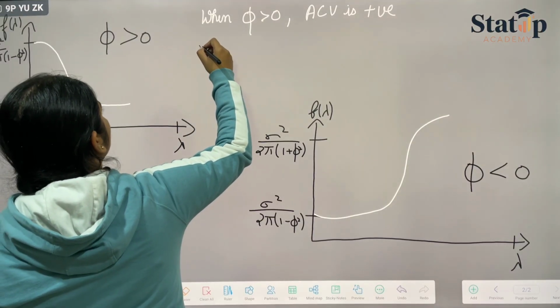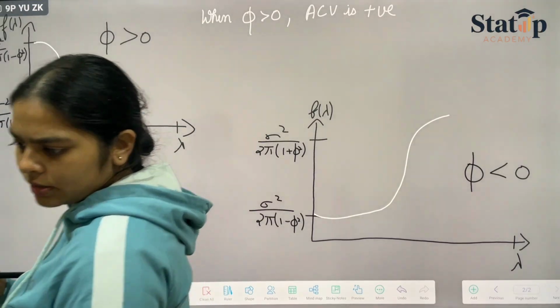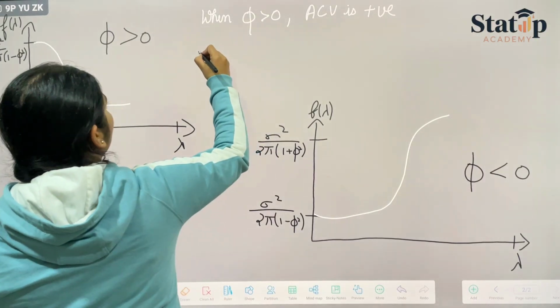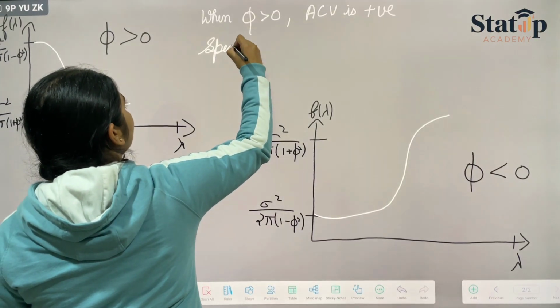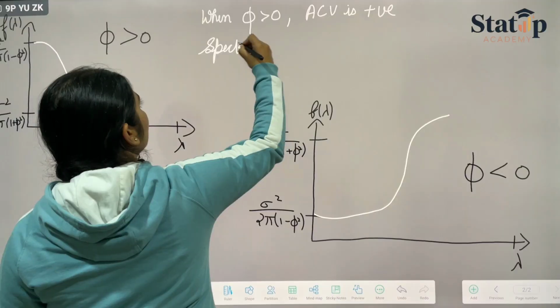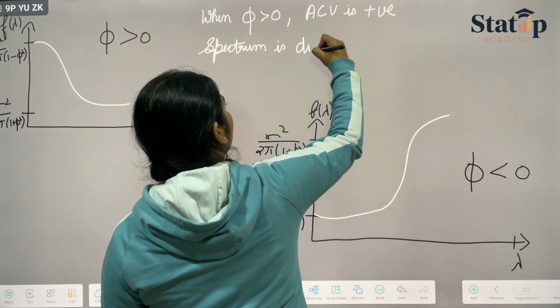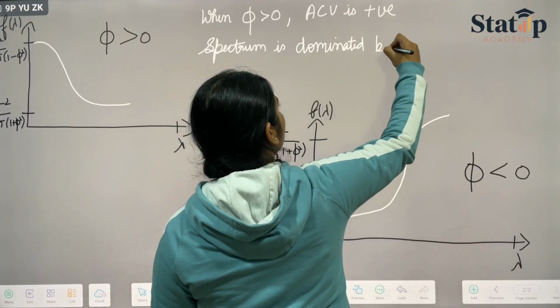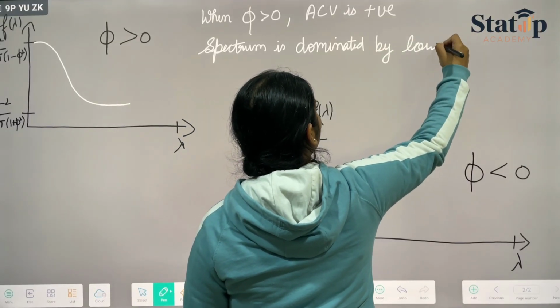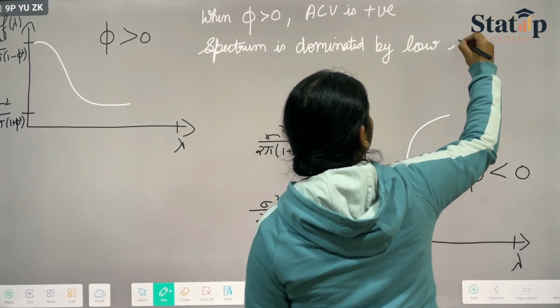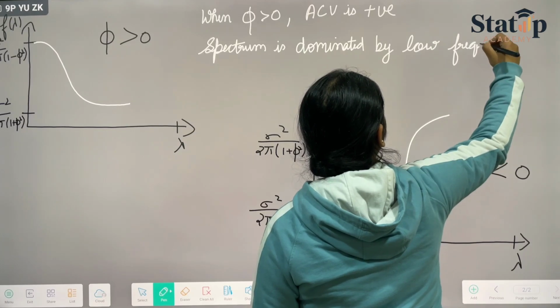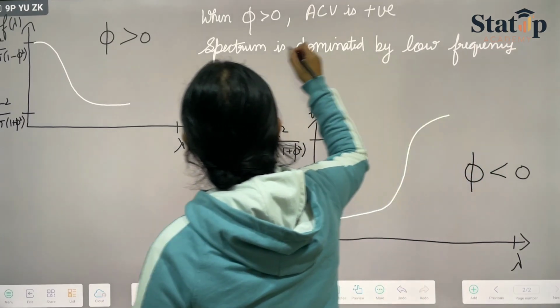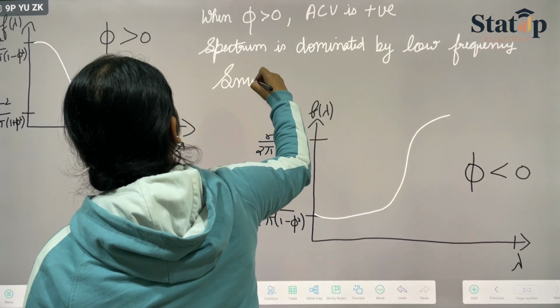Hence we can say that this spectrum is dominated by low frequency and hence is a smooth curve.